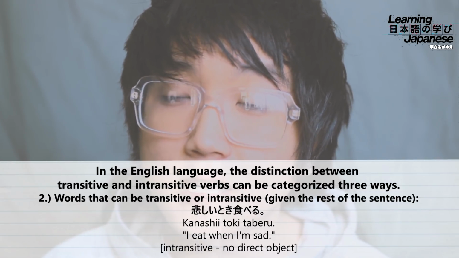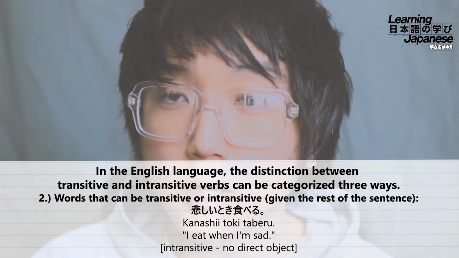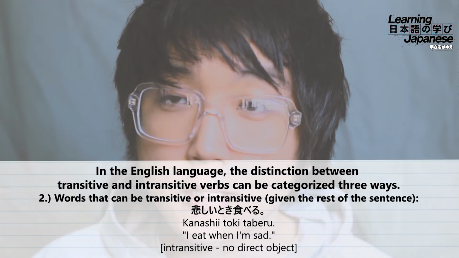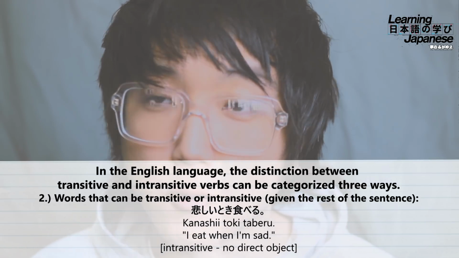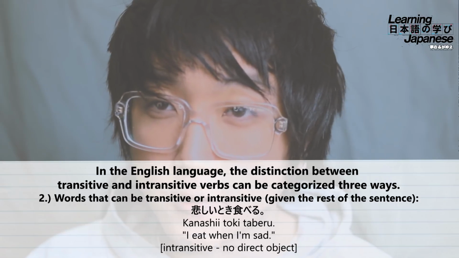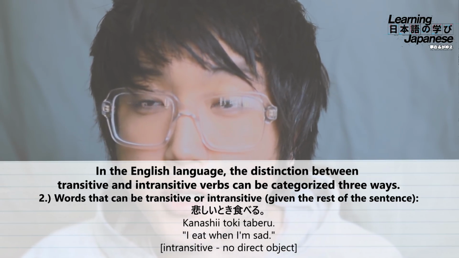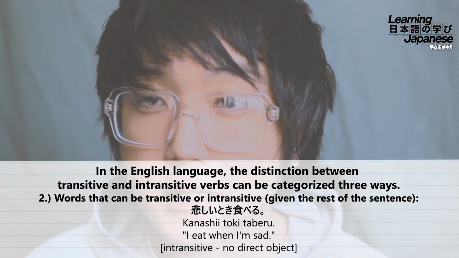Kanashii is the adjective that means sad, basically. We're using it with the word toki, which is kind of a grammar pattern in and of itself. It basically means "when blank," so "when sad." Then you say whatever it is that happened when sad. And what we're going to fill that blank with is just a single verb, taberu, which can be used as a transitive or intransitive verb. In this case, it's intransitive because you're not saying what you're eating.